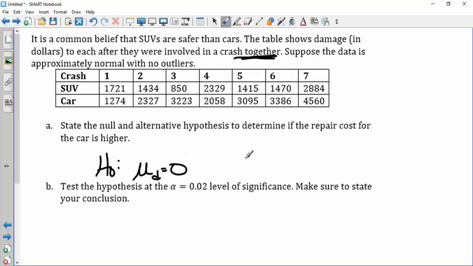The mean of the difference equals 0. If it's matched pairs, we talk about the difference. Then the alternative would be, we want to see if the repair cost for the car is higher, so that means the mean of the difference, if the car is higher, SUV minus car, would that be less than 0?